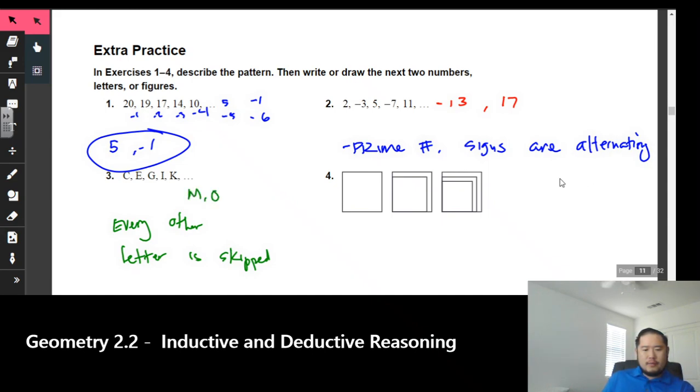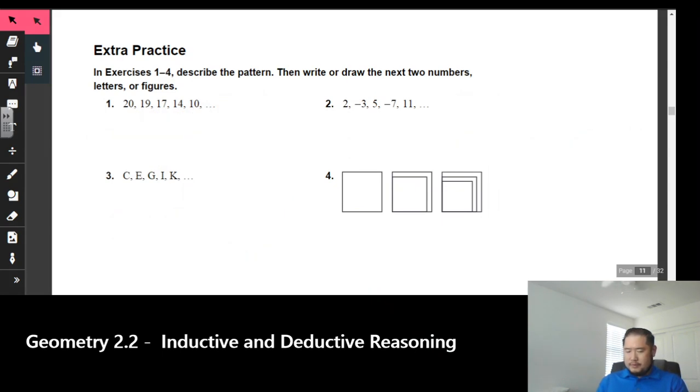All right, and then number 4, hopefully you see what the pattern is each and every time: another smaller rectangle or square is being drawn. So we go from 1, 2, and then let's go ahead, we'll have 3 right here, and another one will be where we have 4 little squares inside of the square.